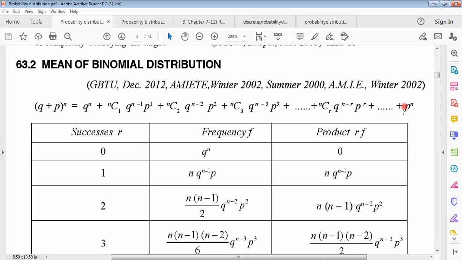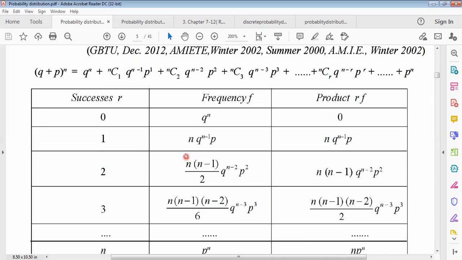Q to the power 0. This is why q is absent and nCn is also absent, because nCn in the combination formula will be 1. This is why we get only p to the power n. This is the last term, the nth term.